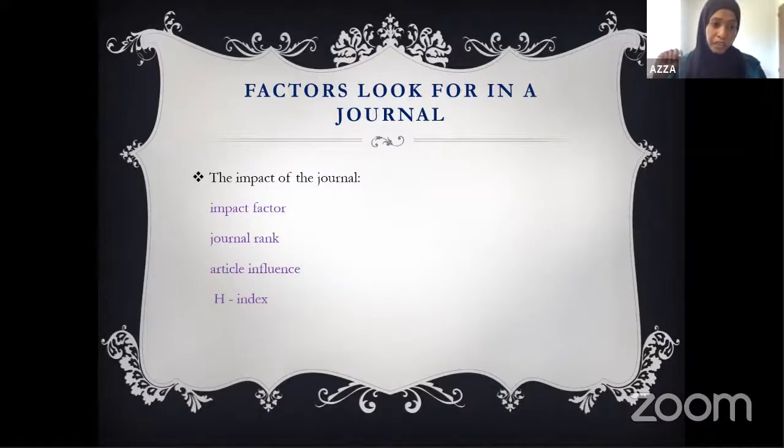The journal rank and the article influence indicate how many times an article has been cited. The H index is a rough summary that measures the researcher's productivity and impact. The productivity of the researcher is known by the number of papers the researcher has published, and the impact of the researcher means the number of citations the researcher's papers have received.